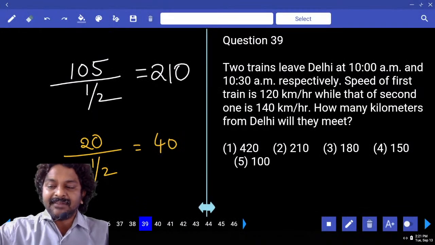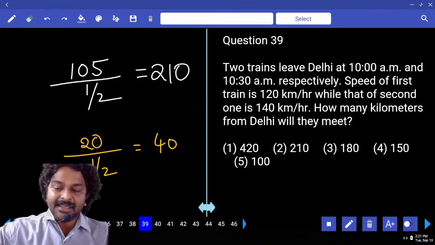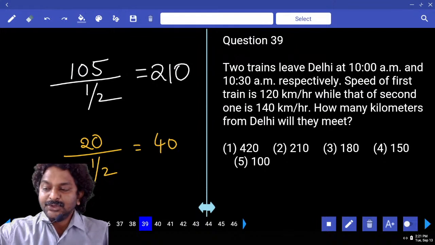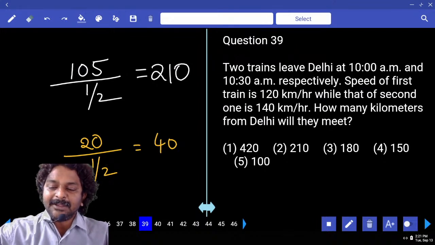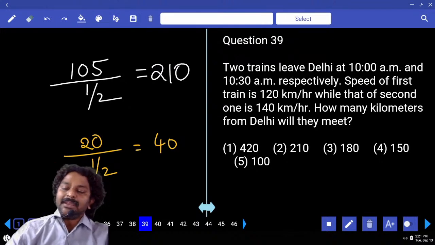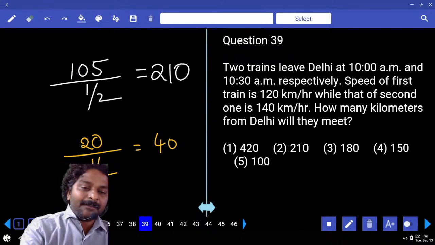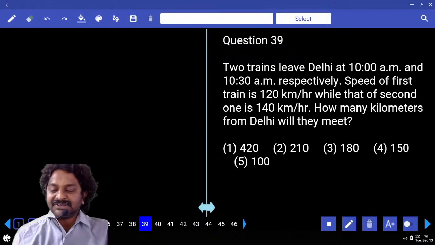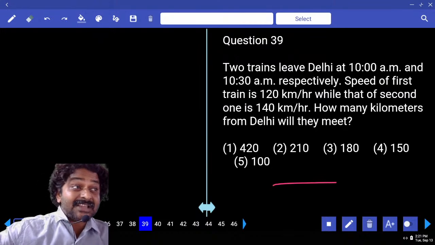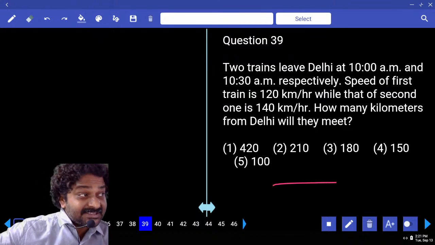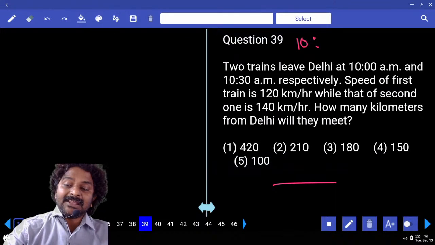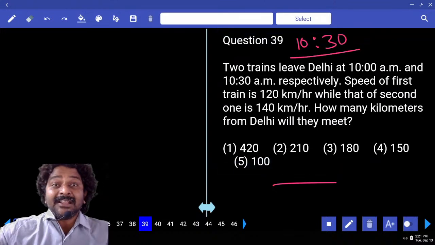Two trains leave Delhi at 10 a.m. and 10:30 a.m. Both starting from Delhi only. Speed of the first train is 120 km per hour, while that of the second one is 140 km per hour. How many kilometers from Delhi will they meet? Okay, right. So for these type of questions, you need to take position of the trains at starting time of the second train. Second train starts at 10:30 and first train already started at 10 o'clock.